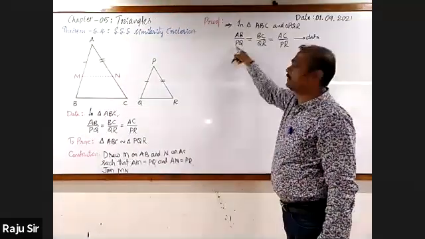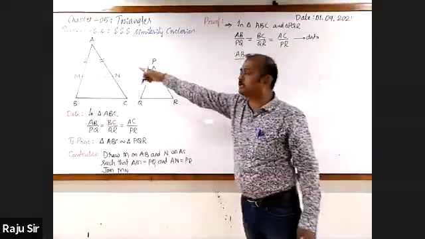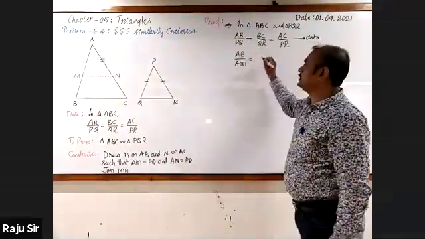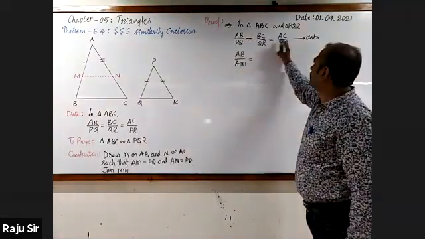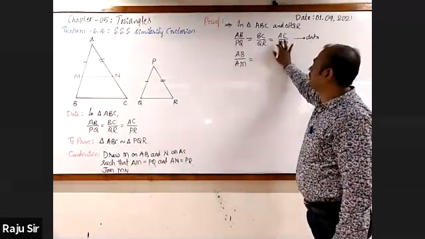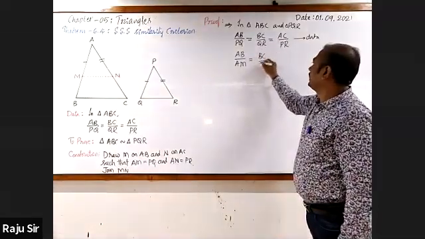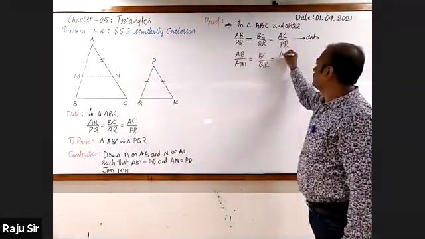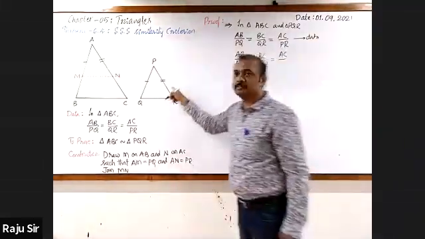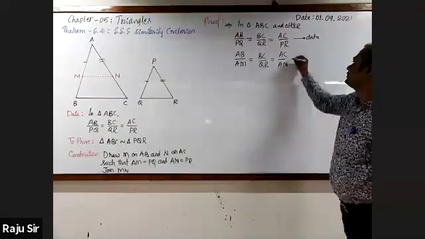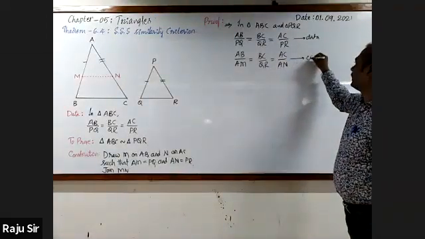AB by PQ. What is PQ? AM. Then BC by QR, let us write this as it is, or even if you leave it, no problem at all. Let it be as it is. AC by PR. What is PR? AN. On what basis have you written this? From construction.